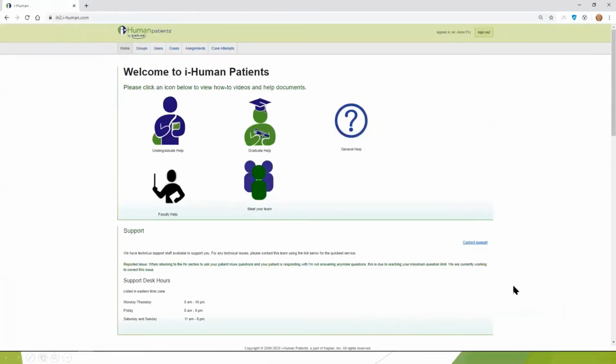And whether you or your students first enter the iHuman Patients platform, the first thing you see is help. So students will really become accustomed to seeing the help icon. It's available throughout the iHuman Patients platform. There's also specific help for undergraduates and faculty, and there's plenty of detail on support so that we're constantly reminding your students to come to us for that technical support and help. And you always see easily accessible ways to get the help you need as well.